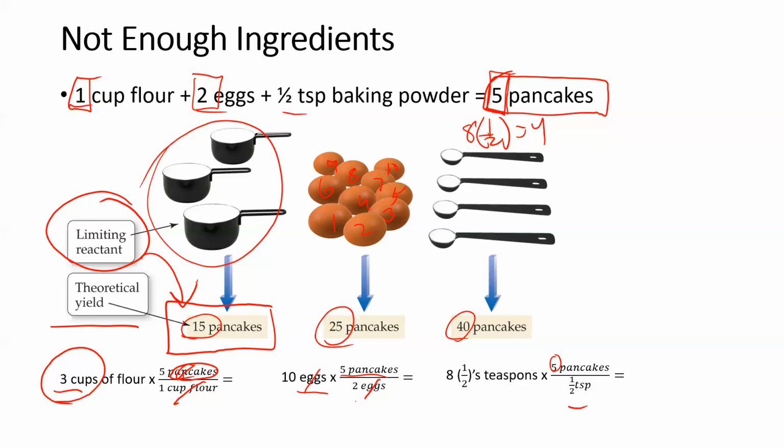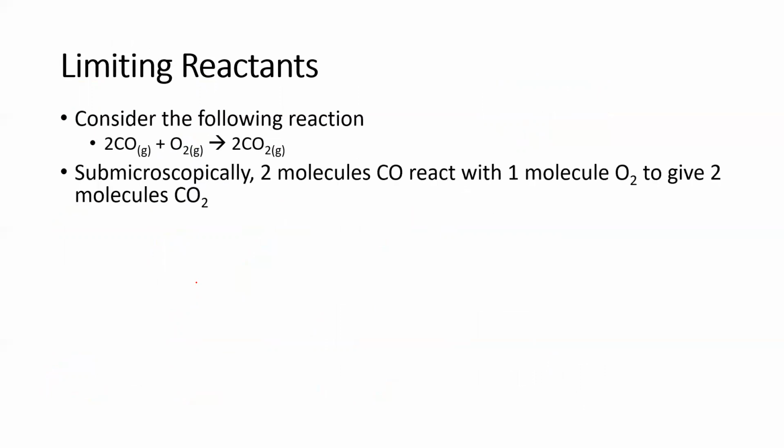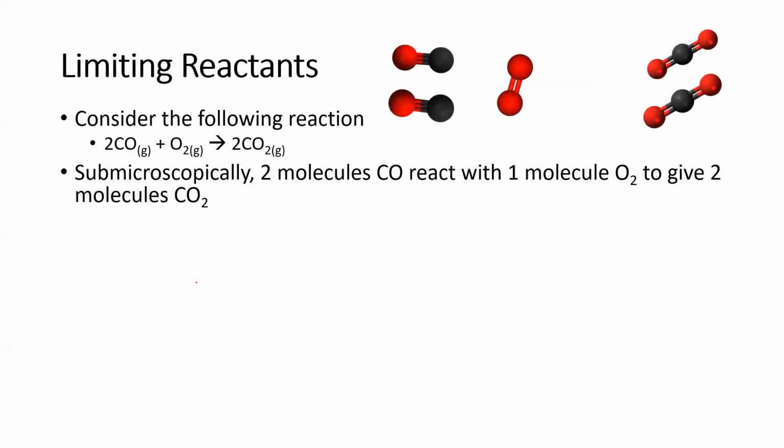Well, we can apply the same concept with chemical equations. So let's consider this reaction. I have 2 moles of carbon monoxide combining with 1 mole of oxygen to produce 2 moles of carbon dioxide. And you can look at this at a molecular level if you want and think of it as, okay, 2 molecules of CO and 1 molecule of O2 gives me 2 molecules of CO2. You can think of this as bonds breaking and forming to produce that.